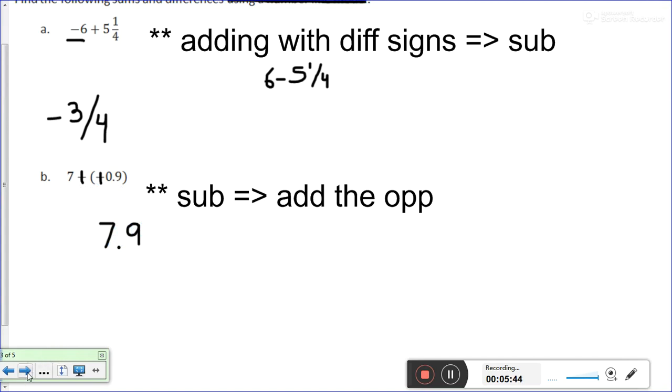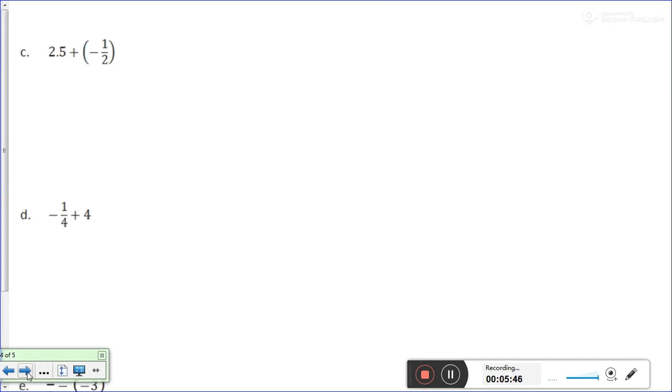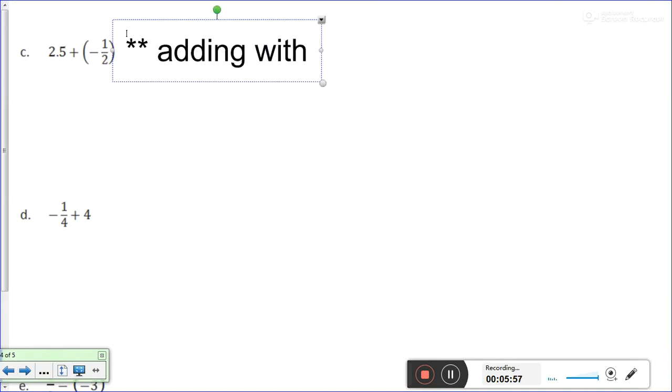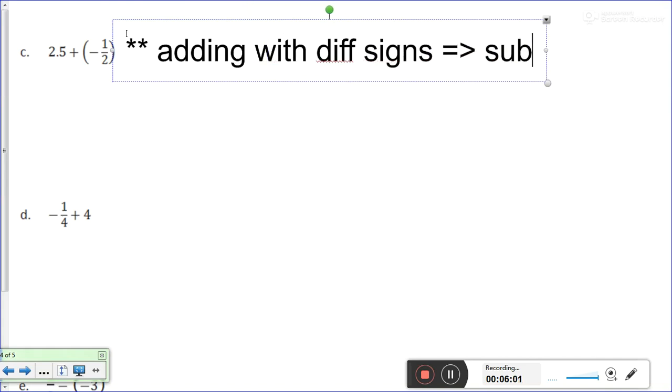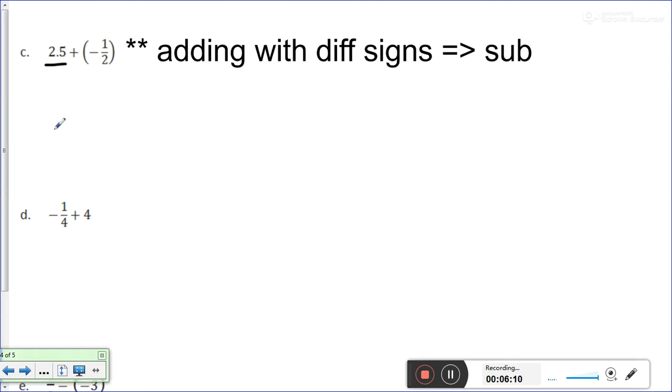And going on to the next one, 2 and 5/10 plus negative 1/2. All right, we have a couple things going on here. First of all, we're adding with different signs, which means we really need to subtract those absolute values, right? Well, the 2.5 is farther away from 0 than the 1/2, so it's going to be a positive answer. So I'm good.